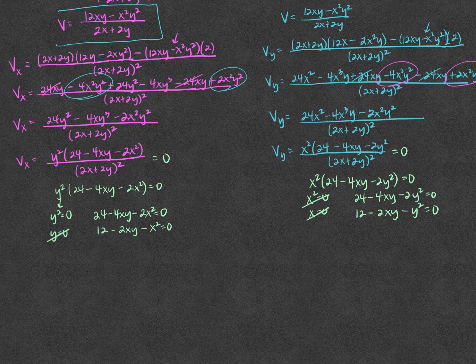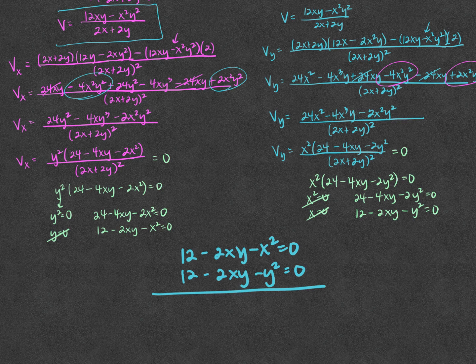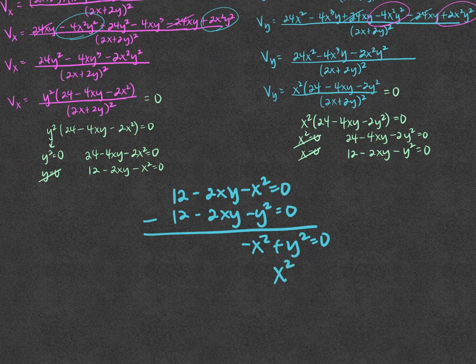But notice how similar these equations are. Let's bring them over. So we have 12 minus 2xy minus x squared equals 0, and 12 minus 2xy minus y squared equals 0. So if we do elimination here and subtract, we end up with negative x squared plus y squared equals 0. So we end up with x squared equals y squared.